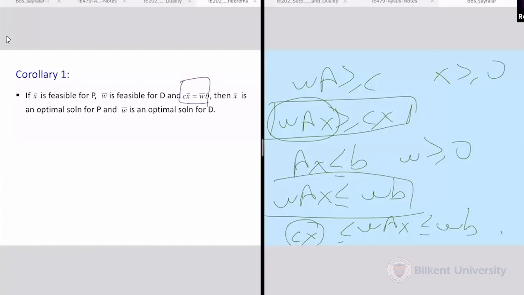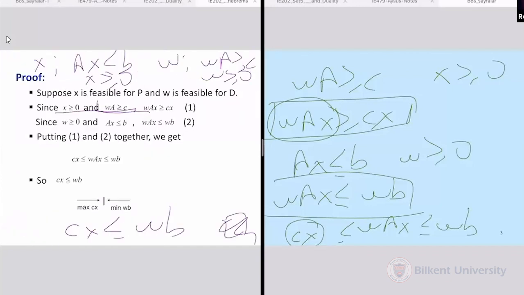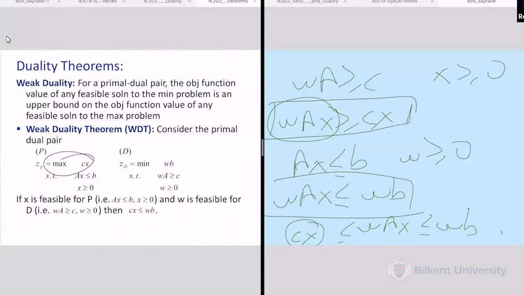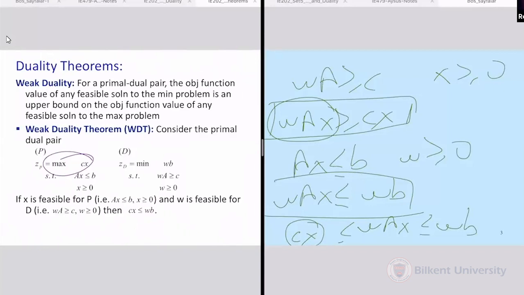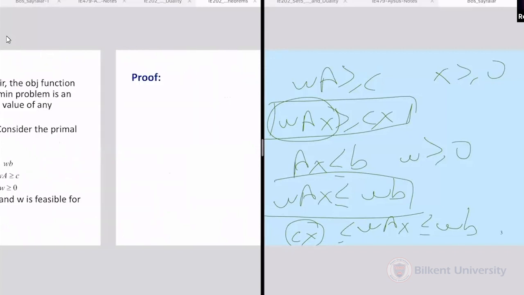Let me repeat the weak duality theorem. Weak duality theorem says take feasible solutions from primal and dual problems, any arbitrarily. Then whatever you're minimizing and whatever you're maximizing, the objective function value of the feasible solution for the one that you're minimizing will always be larger than that of the one that you're maximizing. This is the weak duality theorem.